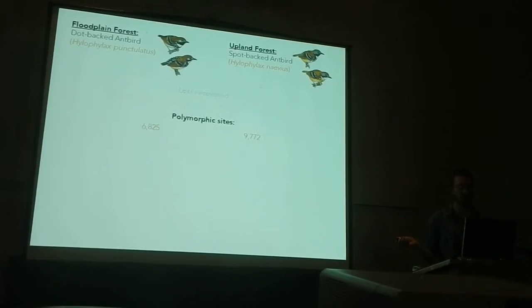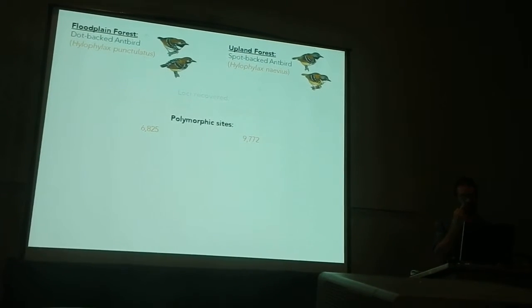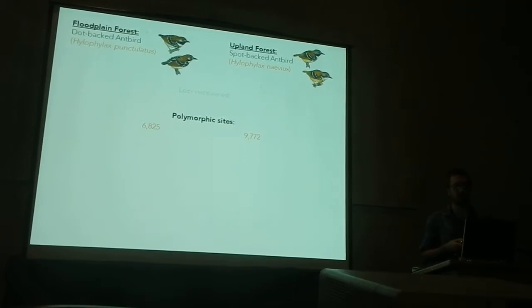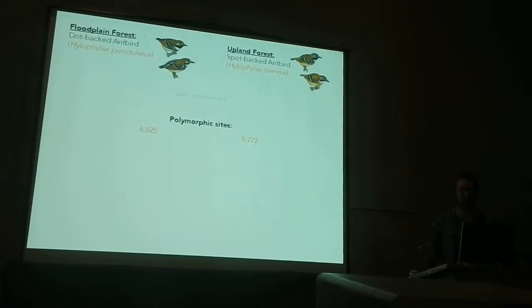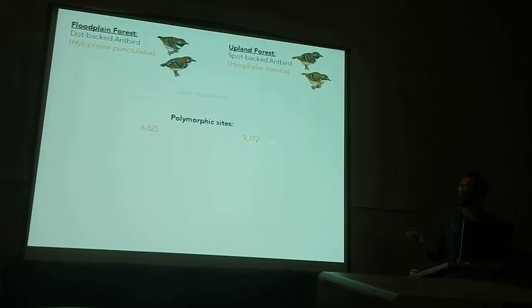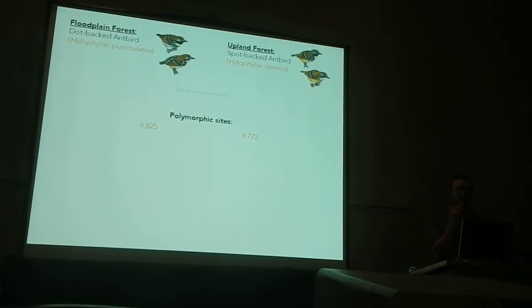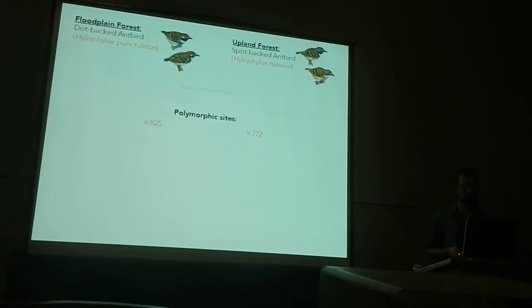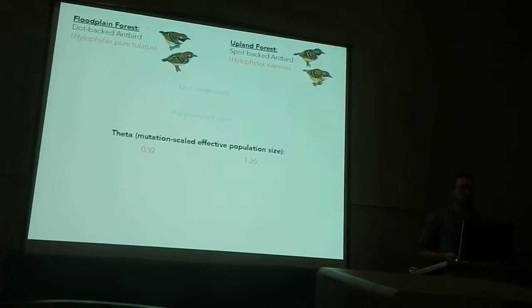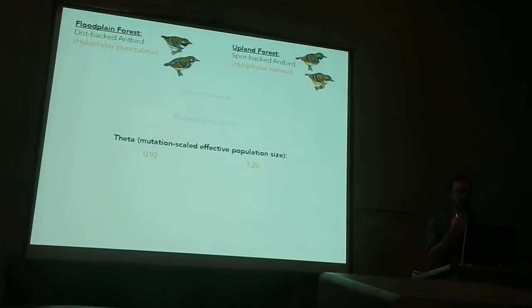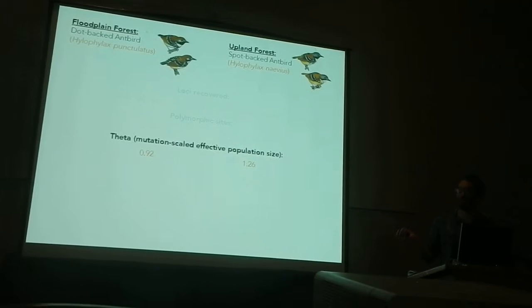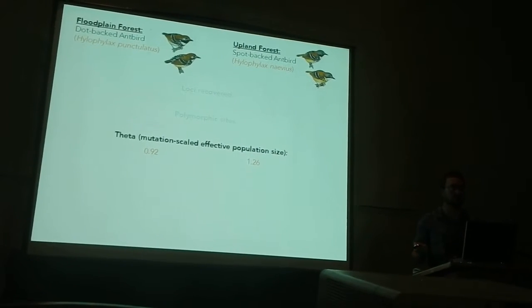both exons and UCEs. And when we just start to do some summary statistics from these alignments, you can see that already we're starting to see some differences, with more variable sites in the upland forest species than in the floodplain forest species in this case. Other population genetic summary statistics like mutation-scaled effective population size also reveal differences, larger theta in the upland forest species in this case.